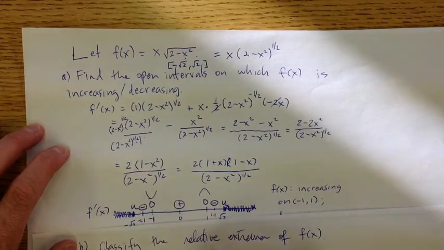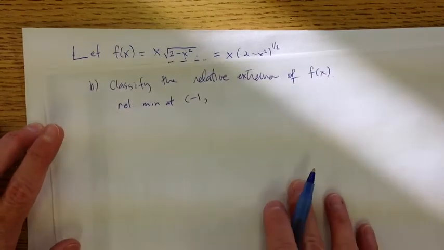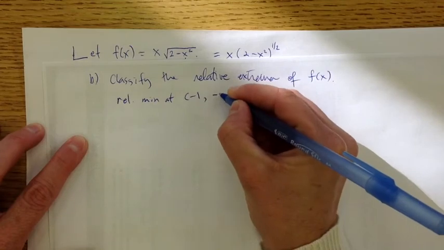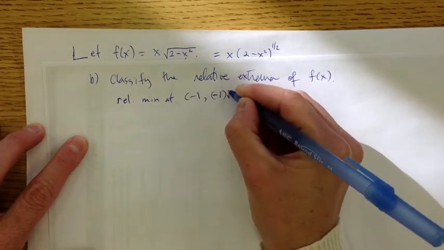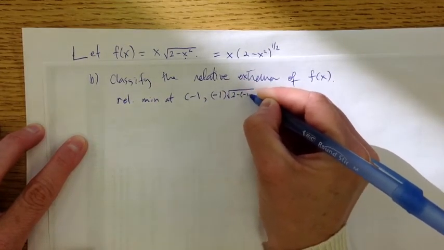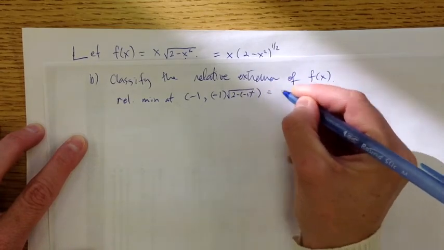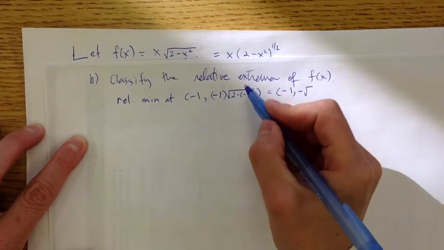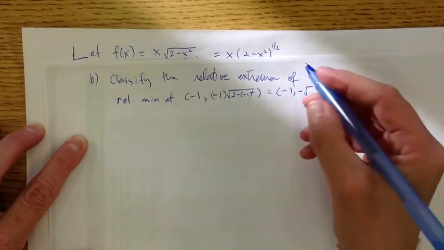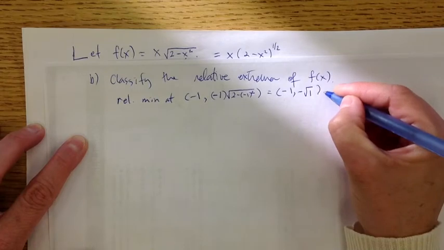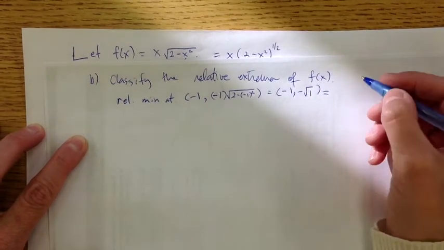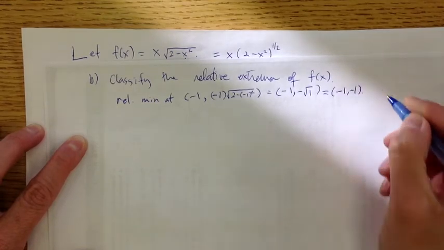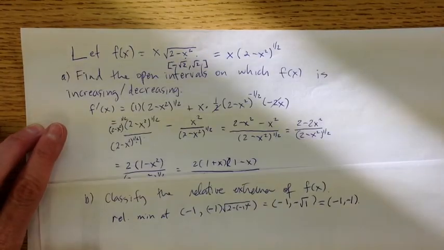the point negative 1, and then to get the y-coordinate, we have to plug negative 1 into the function. So it's negative 1 times the square root of 2 minus negative 1 squared. So that's negative 1 comma negative the square root of 2 minus 1, which is 1. So that's negative 1 comma negative 1. So we have a relative minimum there.